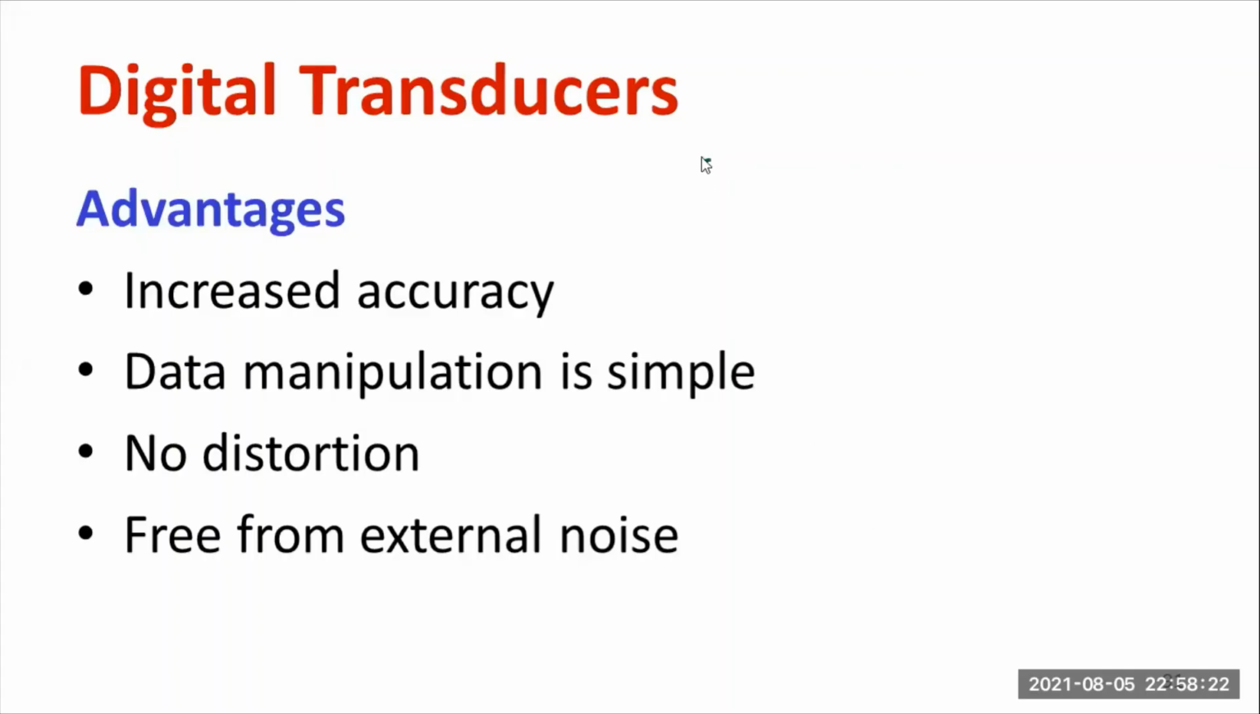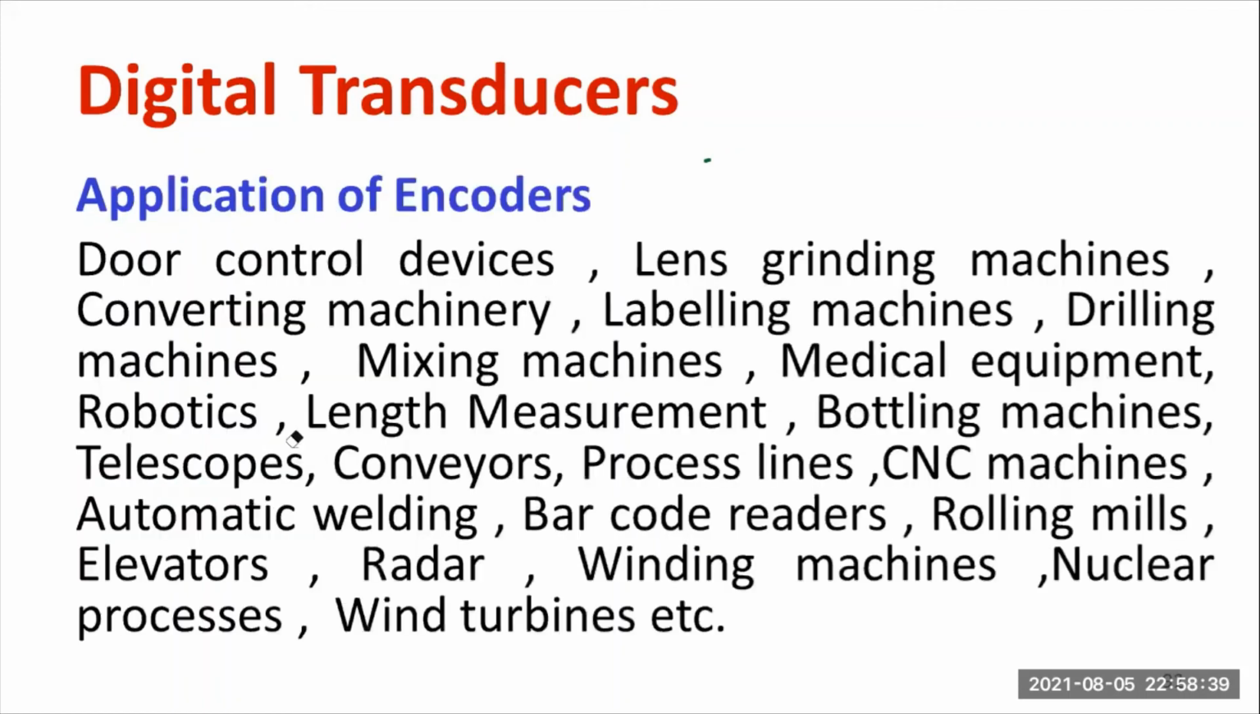What are the major advantages of digital transducers, especially the magnetic encoder? Increased accuracy. Data manipulation is very simple. There won't be any distortion or quantization error, and it is free from external noise and disturbance. These are the major features of a digital transducer.